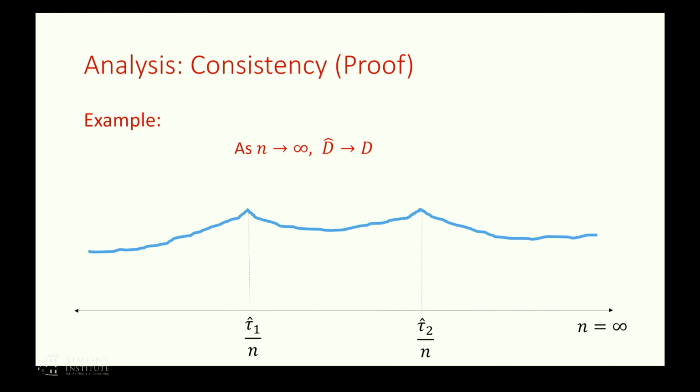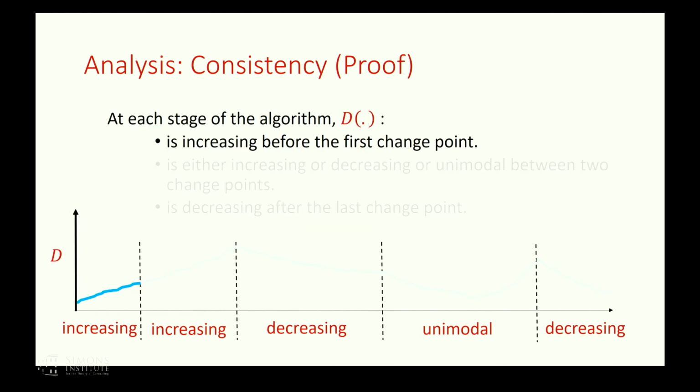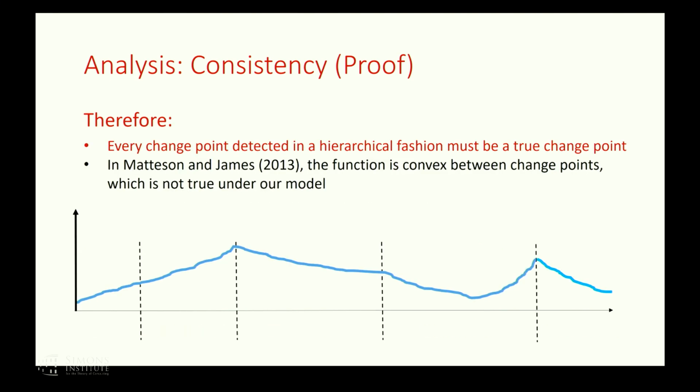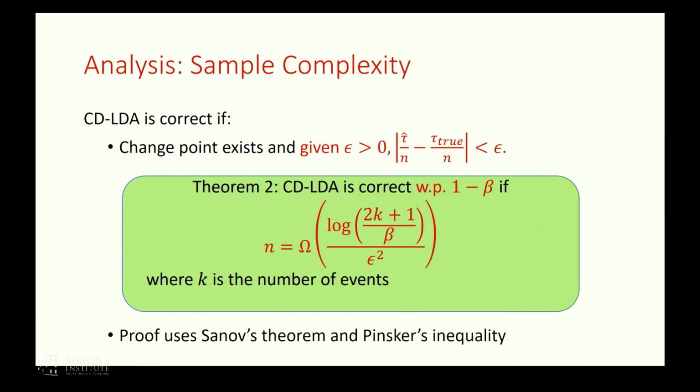The proof of this, maybe I'll skip it. Essentially, it's a somewhat involved proof. This is the main difficult part of the proof: showing that you have consistency, so you don't get spurious change points.